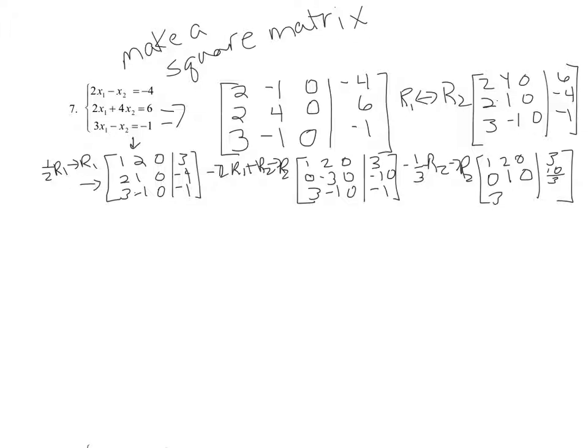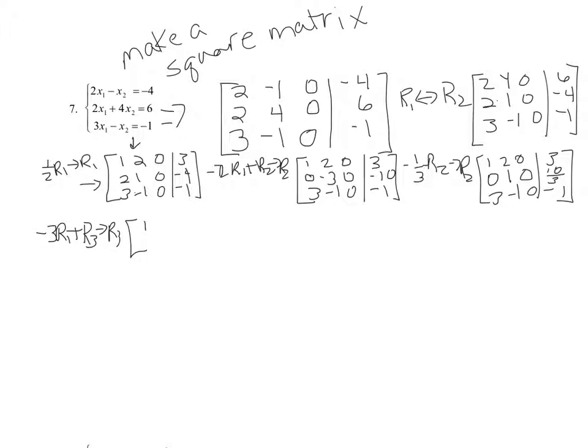Bottom row, 3, negative 1, 0, negative 1. Okay, ready to look at the bottom row. I need to turn the 3 into a 0. To make that happen, I'll have to multiply negative 3 times row 1 and add it to my row 3 to get my new row 3.